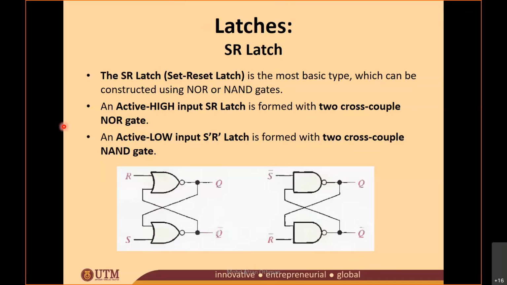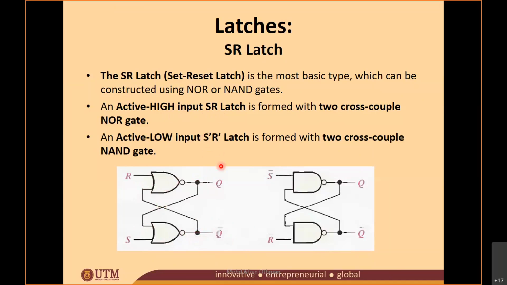Okay, kat mana tadi? So sekarang ni, if you see here, the output from the first NOR gate akan masuk kepada input of the second NOR gate. So this is why we call this SR latch a sequential logic circuit. Kenapa? Sebab kita feedback output become input. While the output for the second NOR gate here, we feedback masuk sebagai input for the first NOR gate. So this is for the active high input SR latch lah.